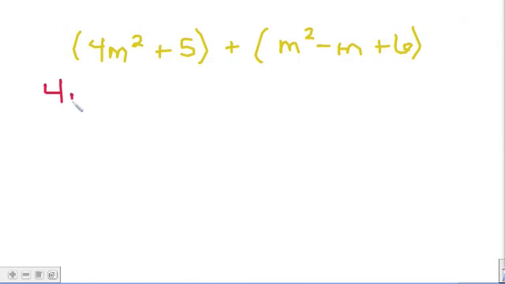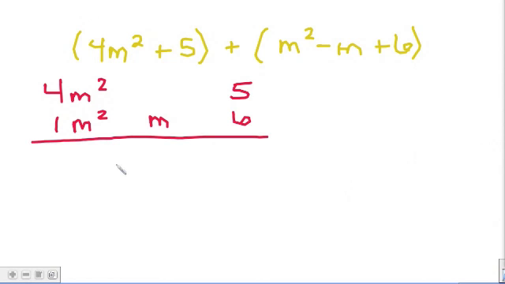So I have 4m squared, and then I would have a 5. Let's just put 5 down here. Well, I have another m squared, which would be 1m squared, and then I'd have an m, and then I'd have a 6. Okay, and all of these get added together. So these come down to little plus signs here. So 4 plus 1 would give me 5m squared. Okay, there's nothing here, so it's just going to be good old m.